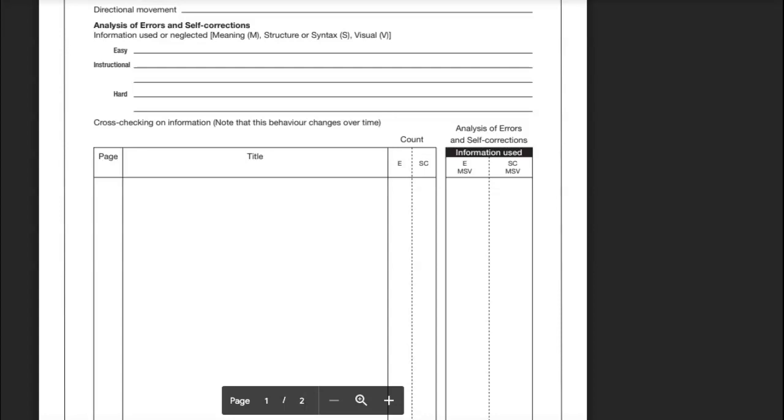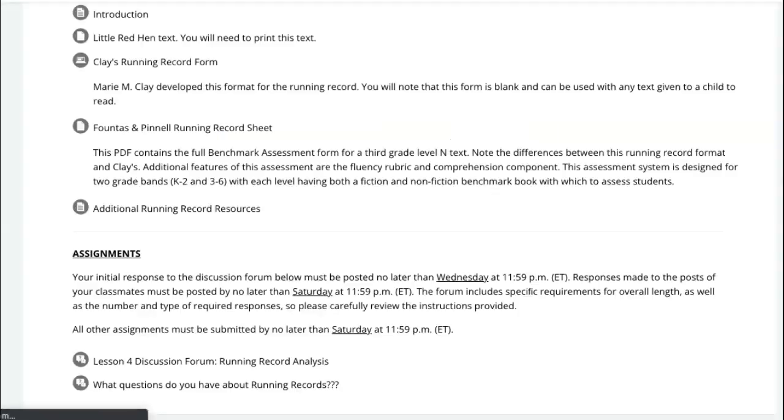This is not something that comes easily, so please don't beat yourself up over this. You're not going to be an expert for a very long time in taking running records and analyzing them. It takes an enormous amount of practice.